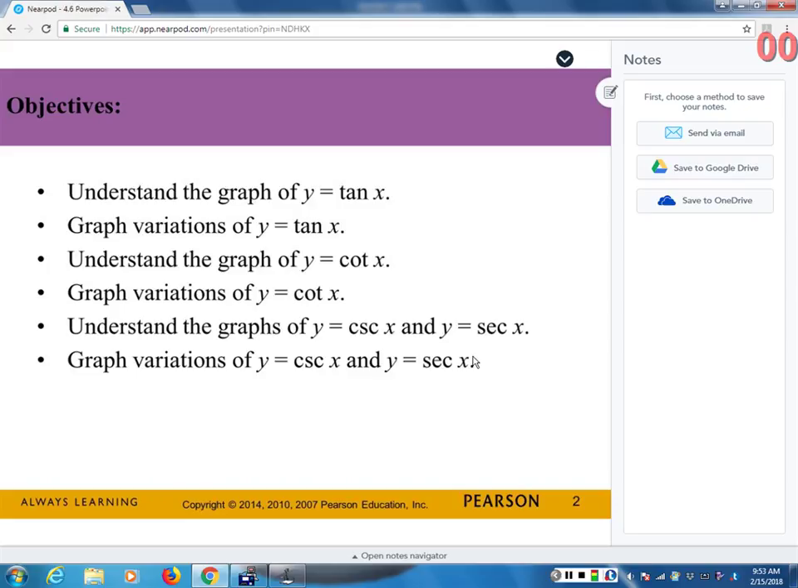The most important part of this section is the first 4 points. While graphing cosecant and secant is important, it's not as important as the first 4. You will not be tested on the last 2 points. So we may be skipping some of that and letting you look at the filled-in notes for those last 2 points. But the most important is the first 4 points.